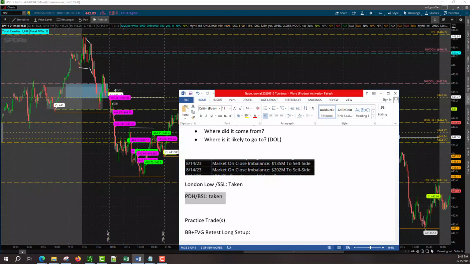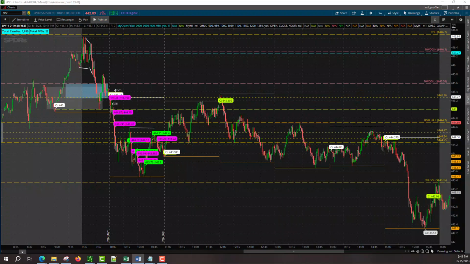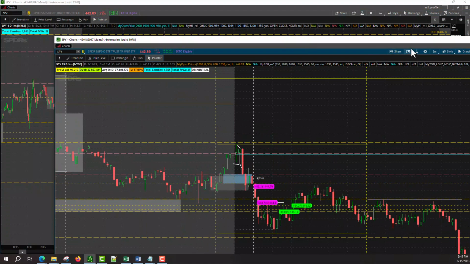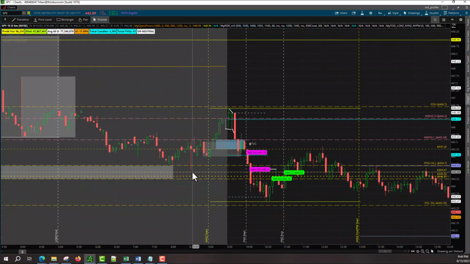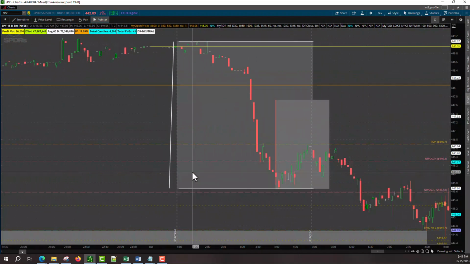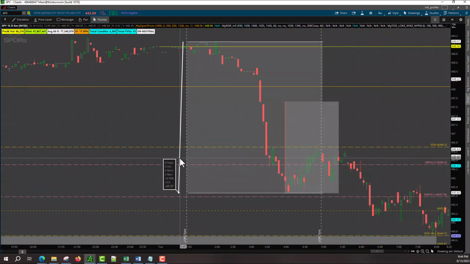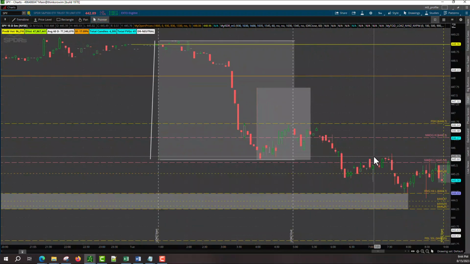At first it took the Friday high, or the previous day high, and then it started going down fast. Look at the London move right here. This is one of the biggest London moves I haven't seen for a while. You see, it's more than a $3 move right here.